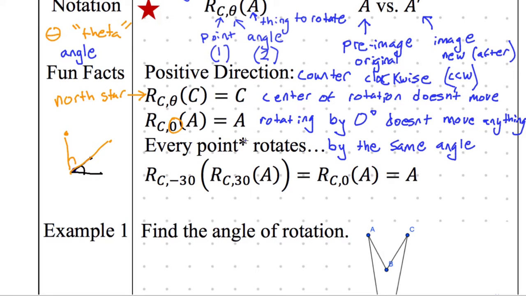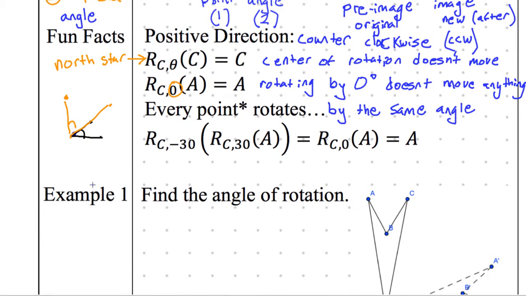The caveat, the special thing about this, is the reason I have the asterisk here. Every point aside from the center of rotation rotates by the same amount, because the center of rotation doesn't move. But aside from the center of rotation, with that little star here, every point rotates by the same angle if I draw a line to the center of rotation.